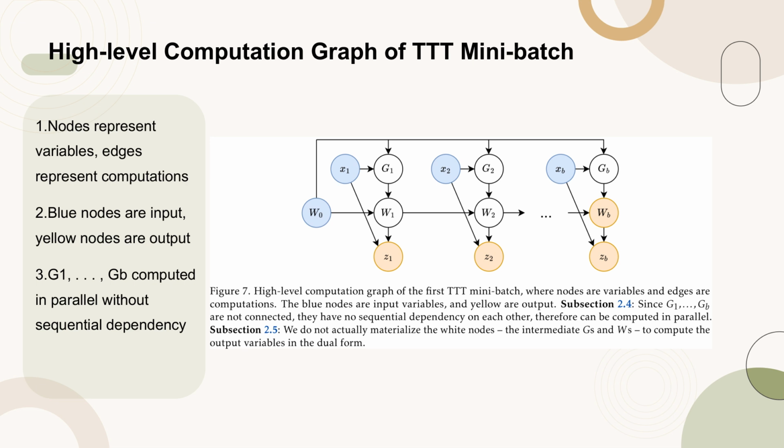Additionally, subsection 2.5 mentions that the intermediate variables G_s and W_s, represented by white nodes, are not materialized in practice, allowing for the computation of output variables in a dual form, which optimizes the use of computational resources.